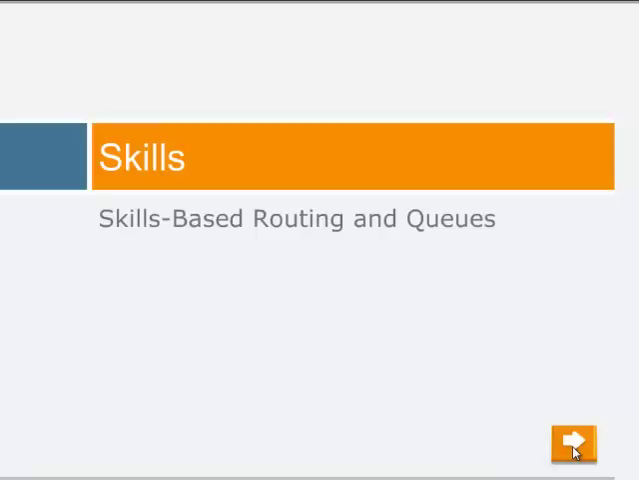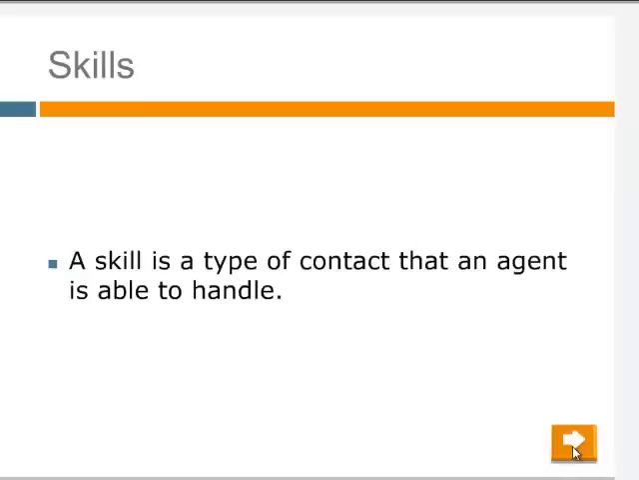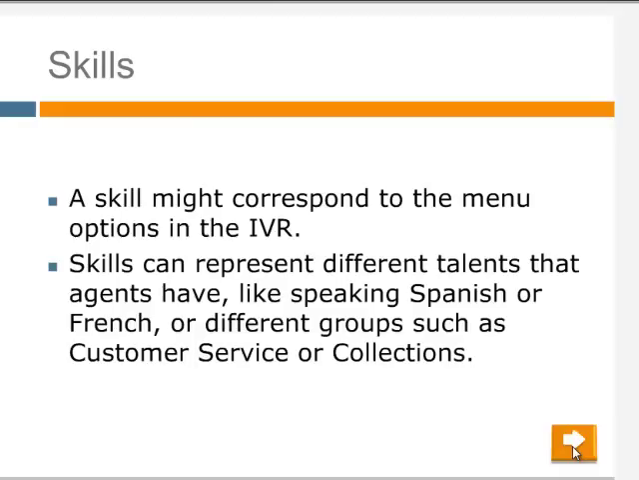Skills. Skills-based routing and queues. A skill is a type of contact that an agent is able to handle. A skill might correspond to the menu options in the IVR. Skills can represent different talents that agents have, like speaking Spanish or French, or different groups such as customer service and/or collections.